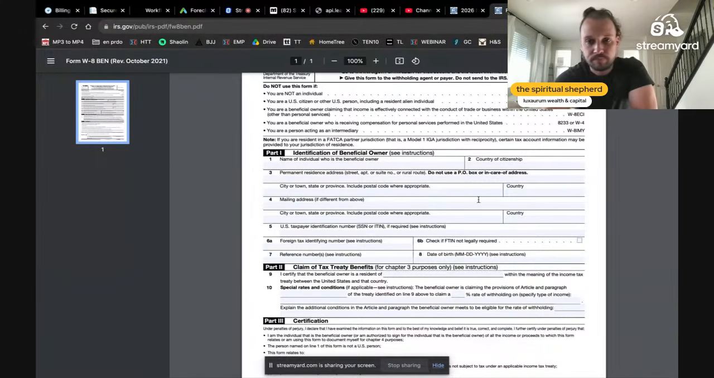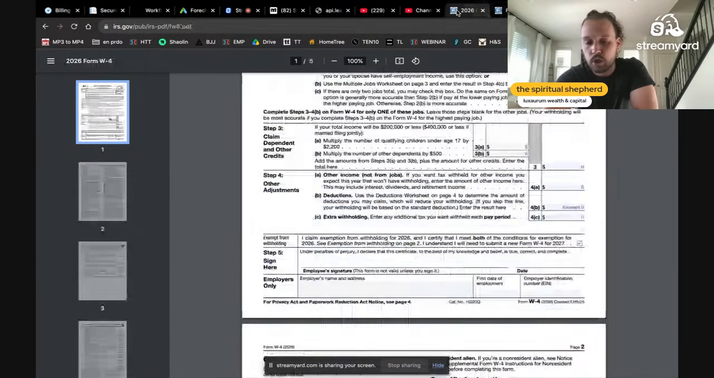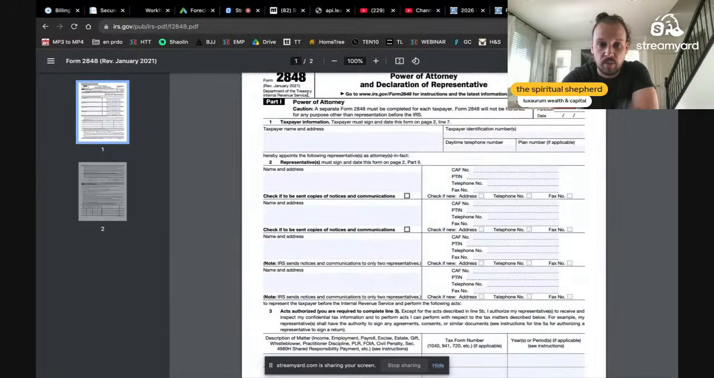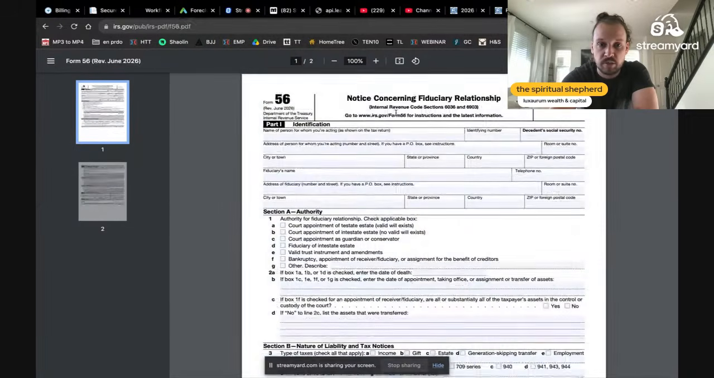All right. So I'm going to name them off one last time, and I'll kind of get in and conclude this. The W-4, step 4: you're going to do 0, 0, exempt, 0, 0, and then you're going to check the exempt box. You'll do the W-8BEN, name of the beneficial owner. You're going to do the power of attorney, and you're going to do the Form 56.